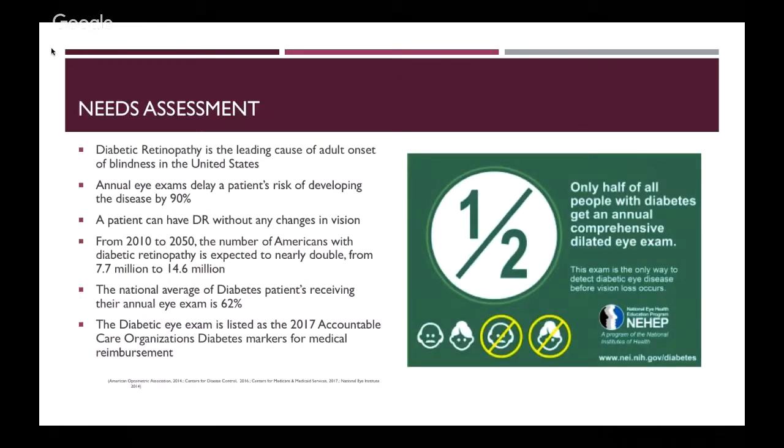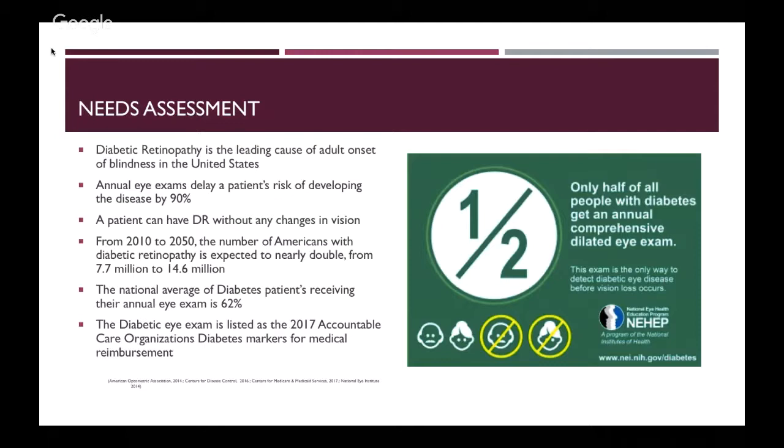So for the needs assessment, just looking at diabetic retinopathy, currently there are 25.8 million Americans that have diabetes, costing the United States $245 billion each year. 7.7 million of those individuals have diabetic retinopathy, costing an additional $500 million. On average, only half of patients with diabetes receive their annual eye examination, resulting in diabetic retinopathy being the leading cause of new cases of blindness in the United States. Estimates state that from 2010 to 2050, the number of Americans with diabetic retinopathy is expected to double.